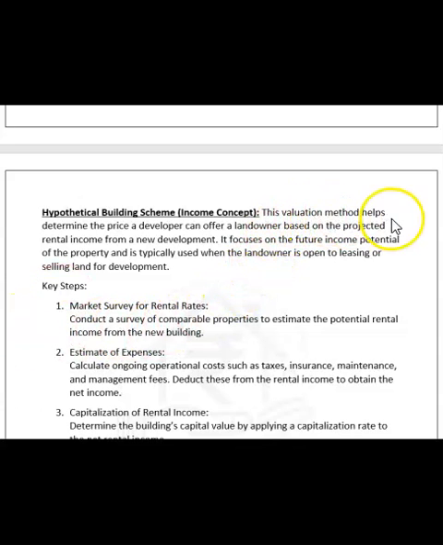This valuation method helps determine the price a developer can offer a land owner based on the projected rental income from a new development. It focuses on the future income potential of the property and is typically used when the landowner is open to leasing or selling land for development.